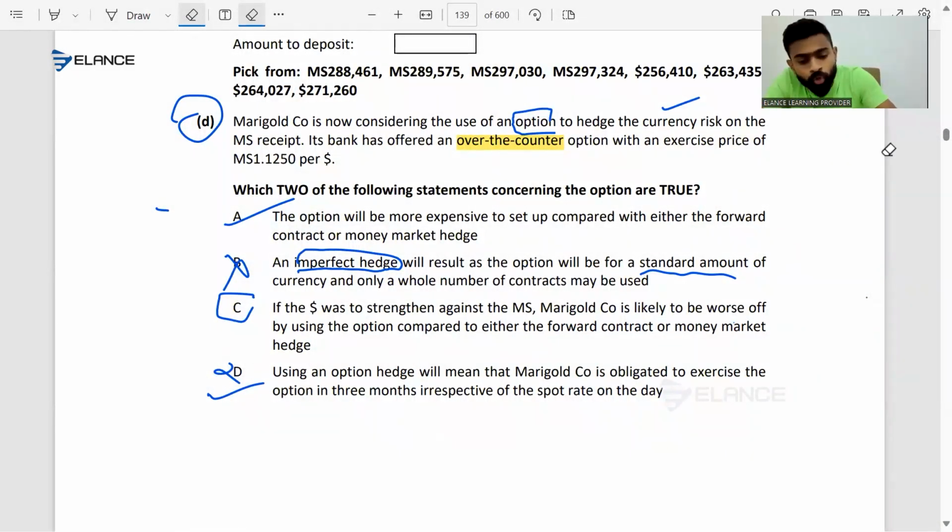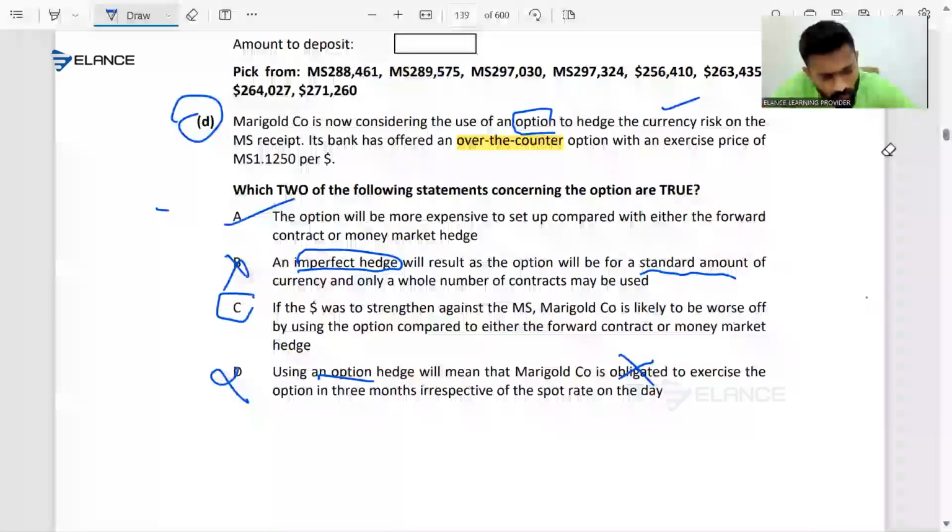Okay. Using an option, that means Marigold is obligated to exercise? No. So option D is what? Option D is false. So C has to be right. So the answer is A and C.